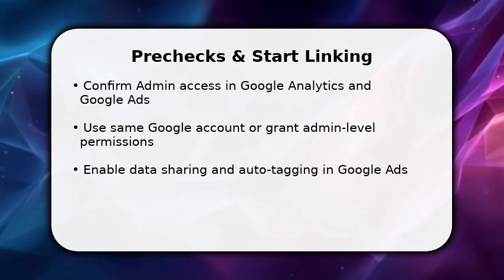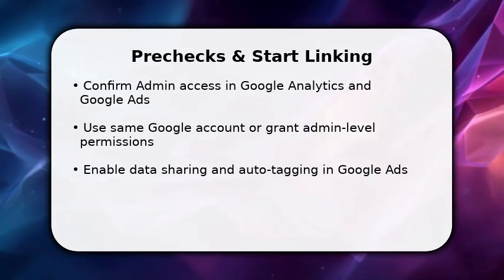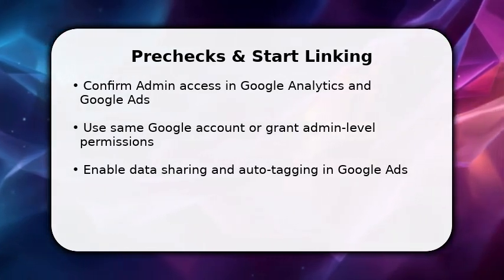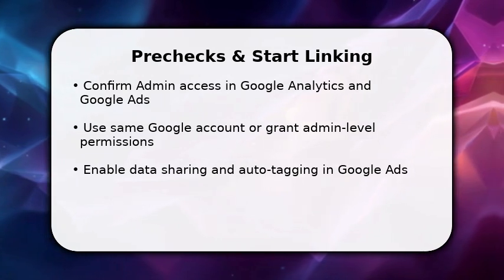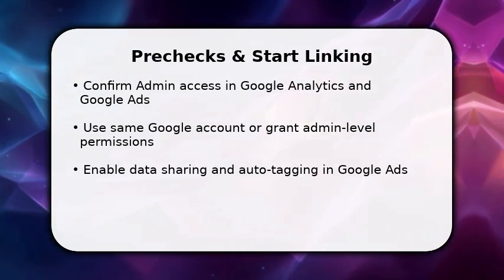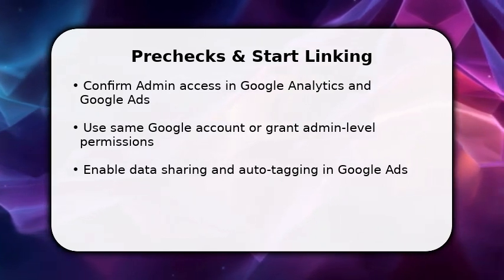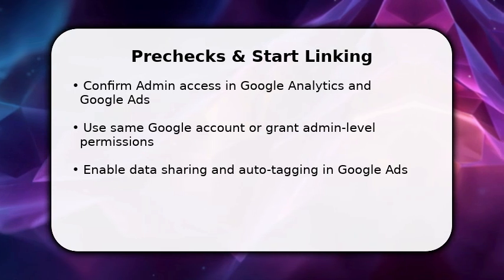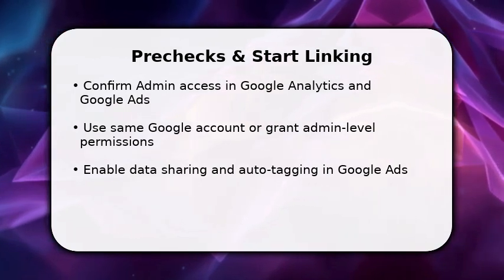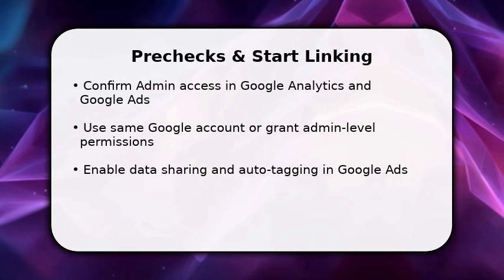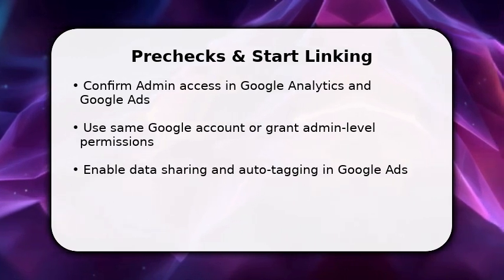You're about to link Google Analytics to Google Ads. First, confirm you have admin access in both accounts so you can change settings. Once logged in, open Analytics Admin and navigate to Property Settings. Make sure the Ads account is visible. Then enable Ads data sharing and turn on auto-tagging in Google Ads. This ensures click data flows.